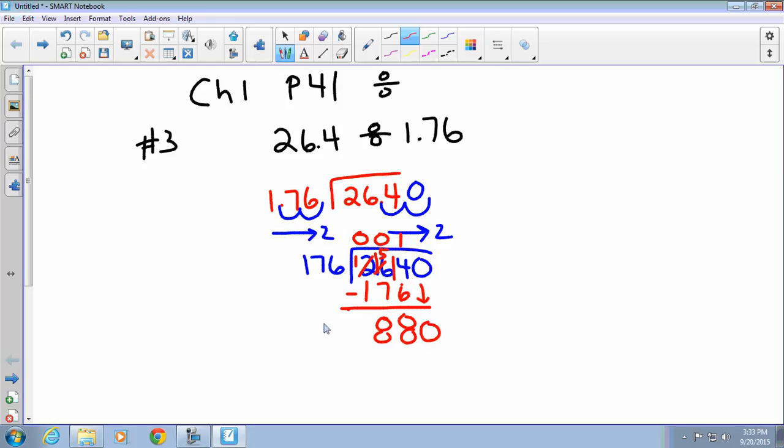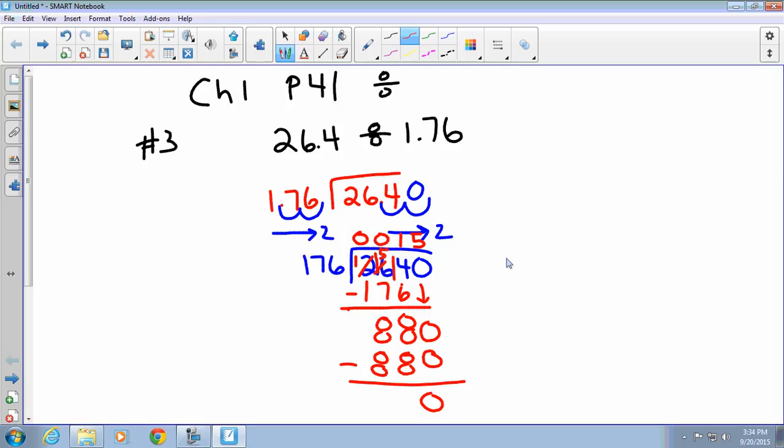How many times does 176 go into 880? And 176 times 5, I believe, will be 880. 5 times 6 is 30, there's a 0, carry the 3. 35 plus 3 would be 38, carry the 3, and that would indeed be 880. My answer is 15.